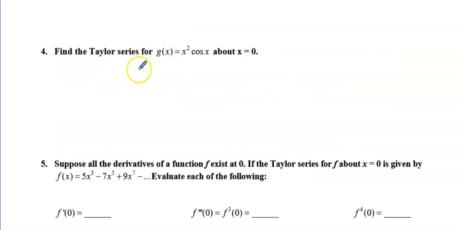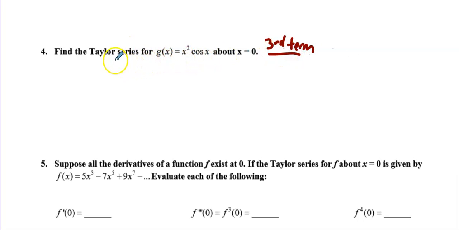So let's continue on with the idea of what we've talked about in the previous examples. Now it's asking us to find the Taylor series for g of x, where it's equal to x squared cosine of x about x equals 0. So again, this is the Maclaurin series of this function. And let's just say for the purposes of this that we want to go to the third term. And this would be something that I would give you, so the third term.